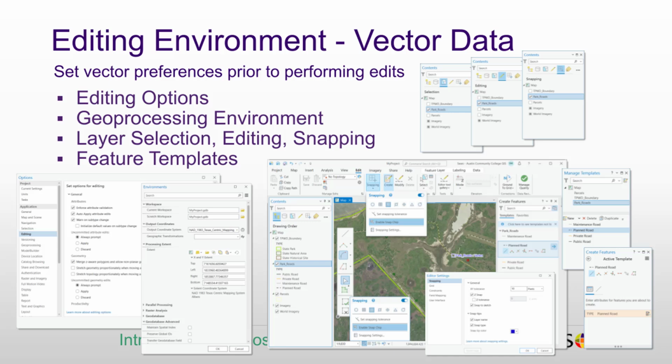For vector data, you can set preferences for editing, layer selection editing and snapping, as well as feature template editing. If you click on the Project tab in ArcGIS Pro and then click on Options, it'll open up the Options window. You can see that displayed on the left-hand side of your screen. And if you click on the Editing section, that's where you can set, again, properties for editing.